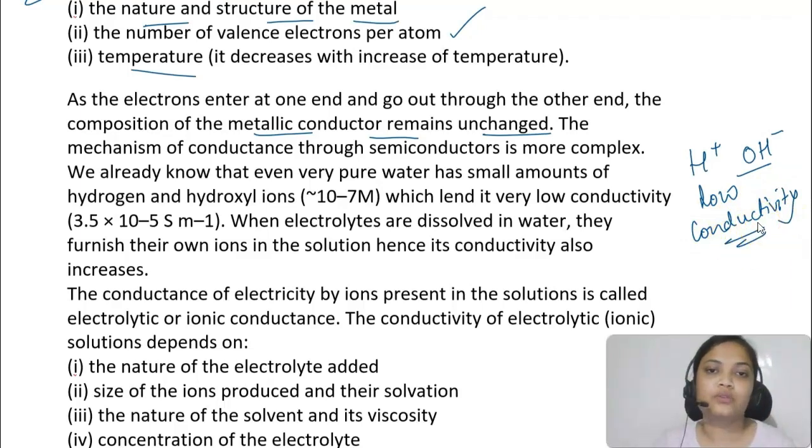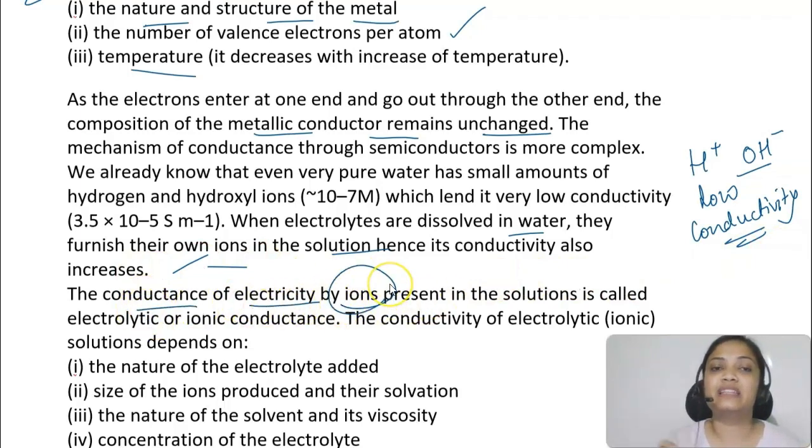Distilled water has very low conductivity. If we talk about electrolytes, when we dissolve electrolytes in water, they furnish their own ions in the solution, and due to the presence of those ions, the conductivity also increases, right? Because if there are more ions, conductivity also increases. So what do we call that type of conductivity? That type of conductance of electricity is by the ions.